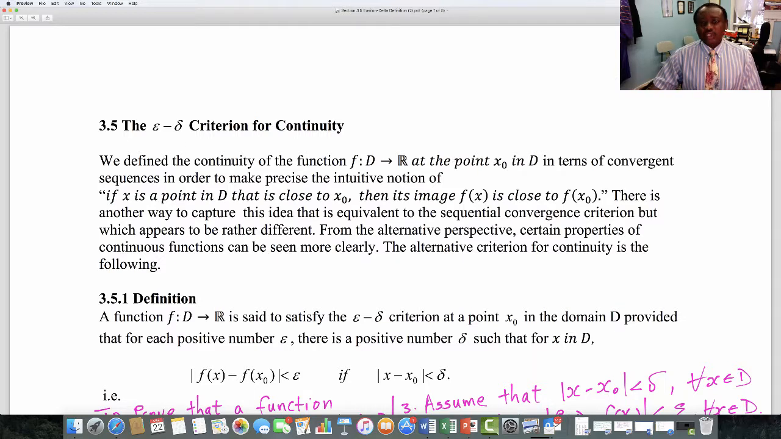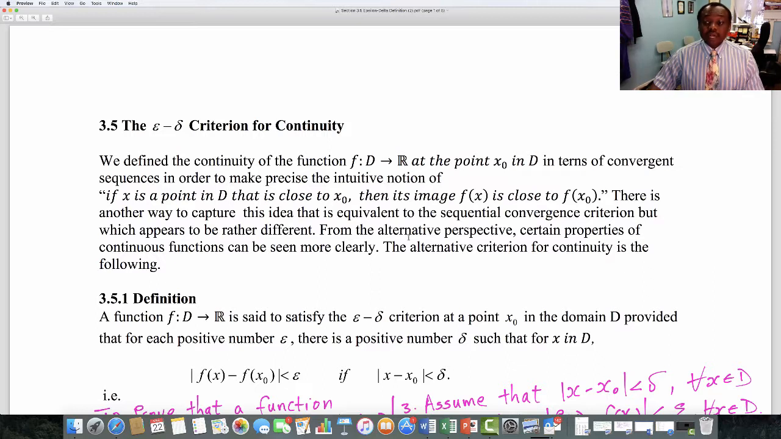We defined the continuity of the function f from the domain D to the set of real numbers R at the point x0 in D in terms of convergent sequences in order to make precise the intuitive notion of: if x is a point in D that is close to x0, then its image f of x is close to f of x0. Now, there is another way to capture this idea that is equivalent to the sequential convergence criterion, but which appears to be rather different. From the alternative perspective, certain properties of continuous functions can be seen more clearly.